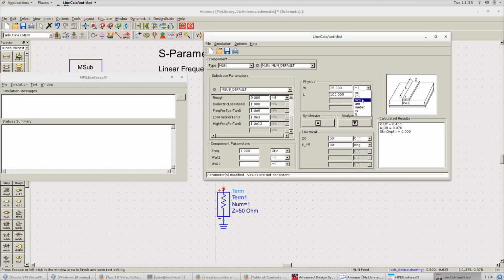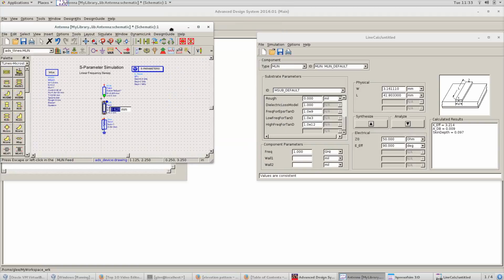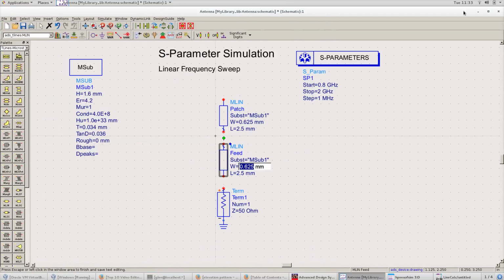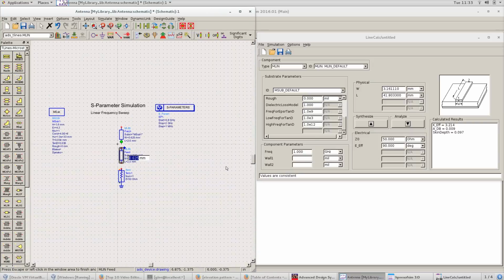Oh, wait, I want to change it to the units that I'm interested in measuring. So synthesize. So it's about 3.16 millimeters for a 50 ohm transmission line, and about 41 millimeters for a 90 degree or a quarter wavelength. So what I'm going to do is take these values, and let's rearrange our desktop here a little bit. This way I can see it.